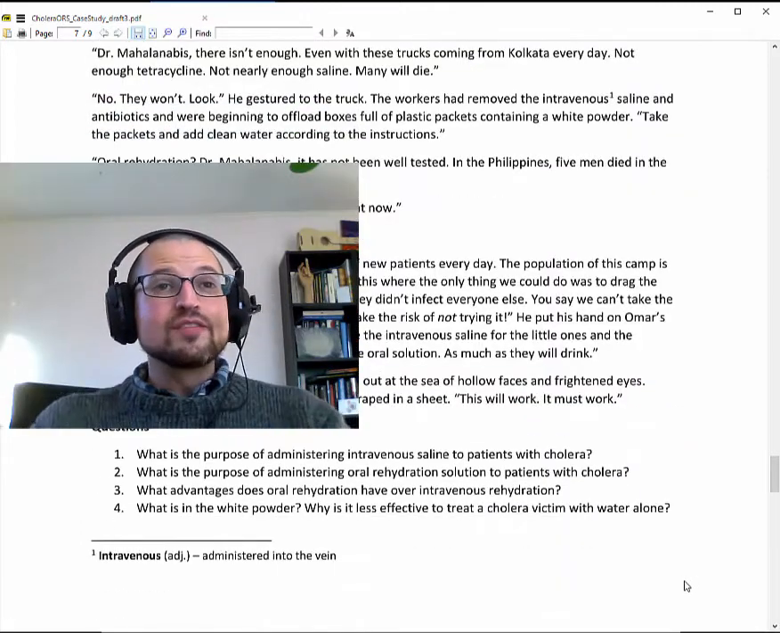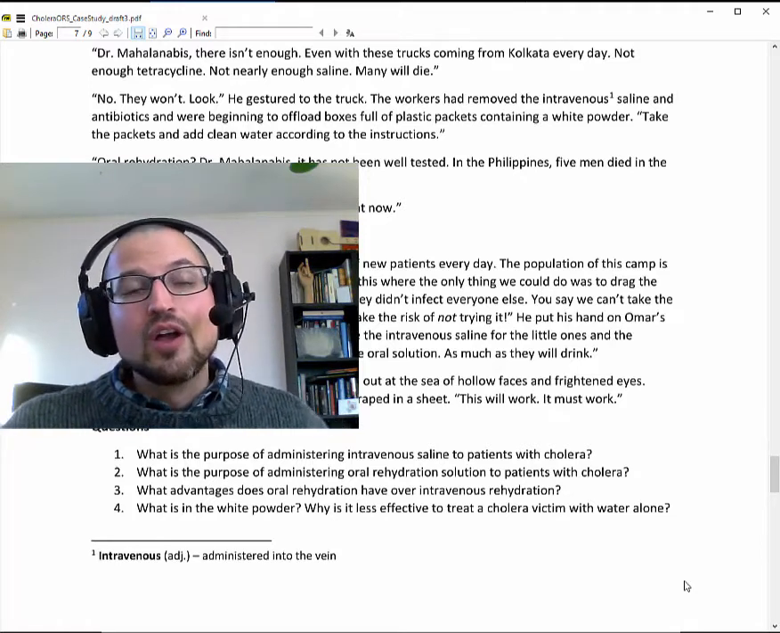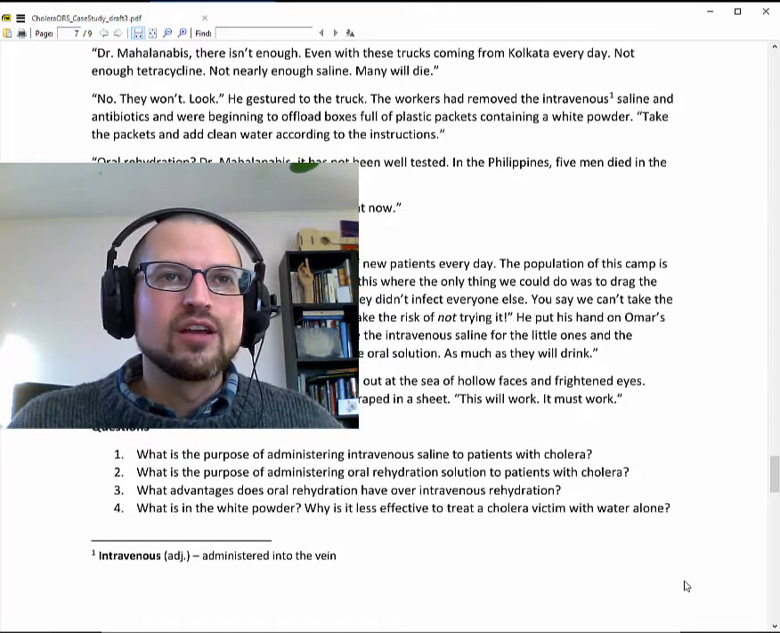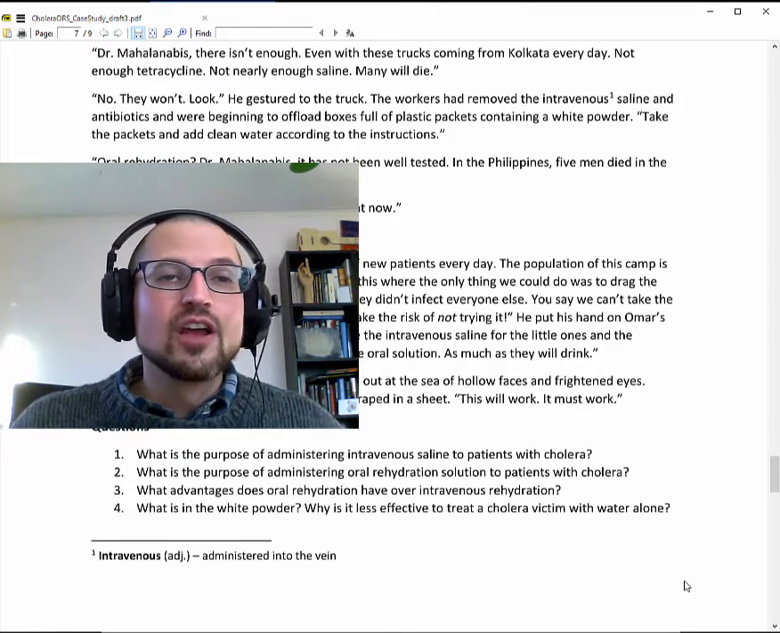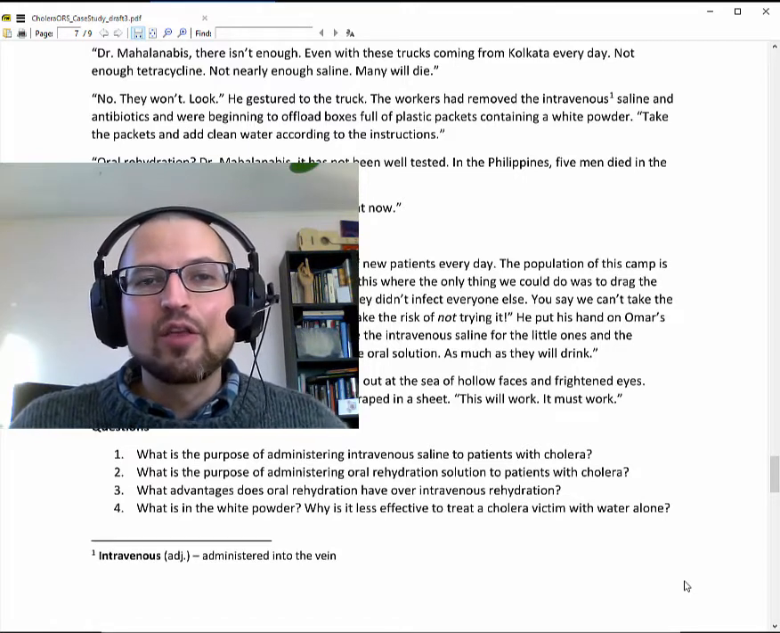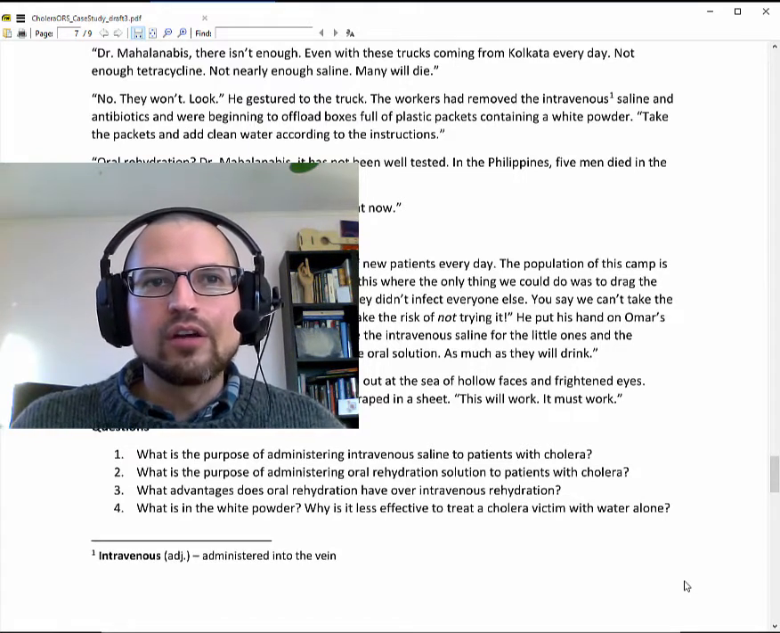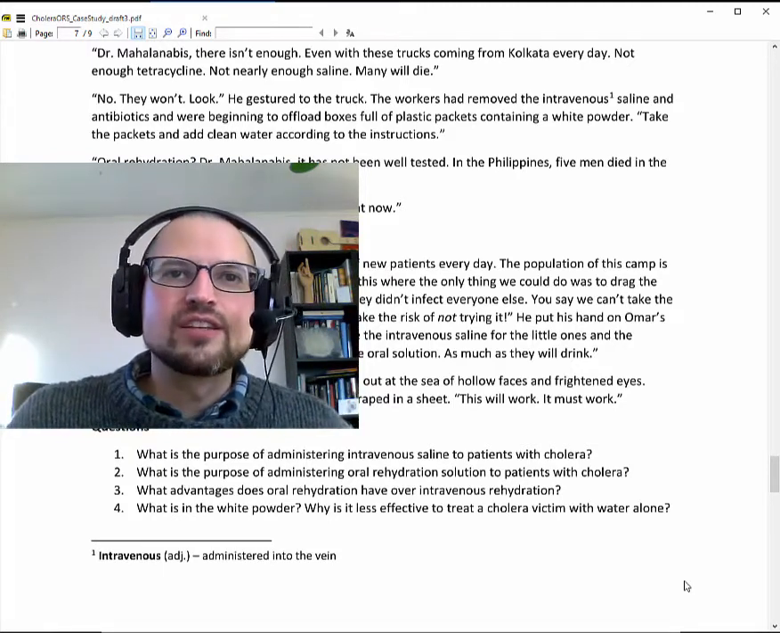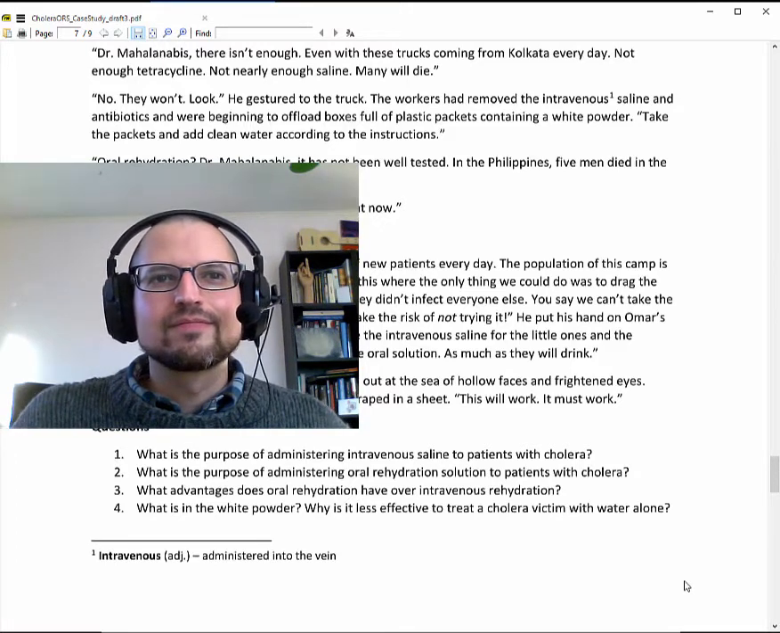Questions. Question 1. What is the purpose of administering intravenous saline to patients with cholera? Question 2. What is the purpose of administering oral rehydration solution to patients with cholera? Question 3. What advantages does oral rehydration have over intravenous rehydration? Question 4. What is in the white powder? Why is it less effective to treat a cholera victim with water alone? All right. Take your time, answer these questions, write down your answers or type them up, pause the video, and we'll see you in just a minute.